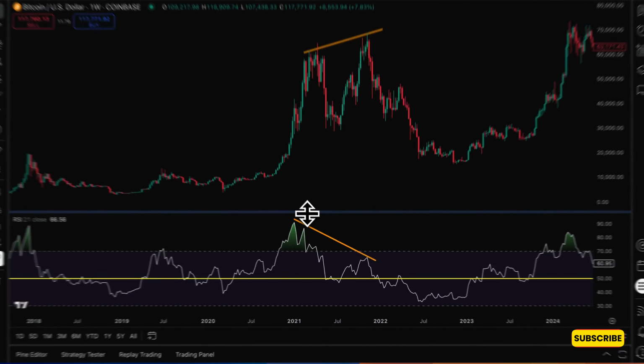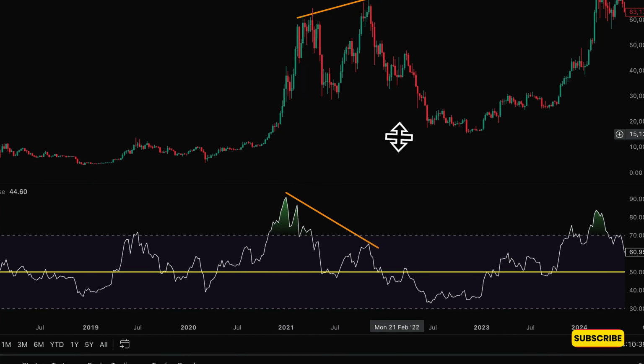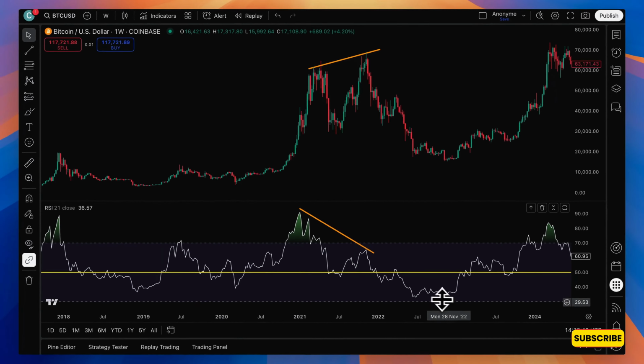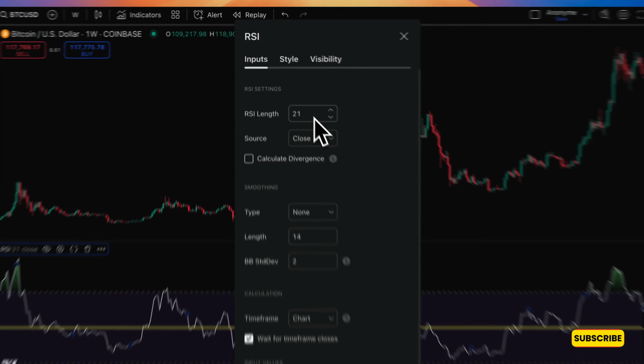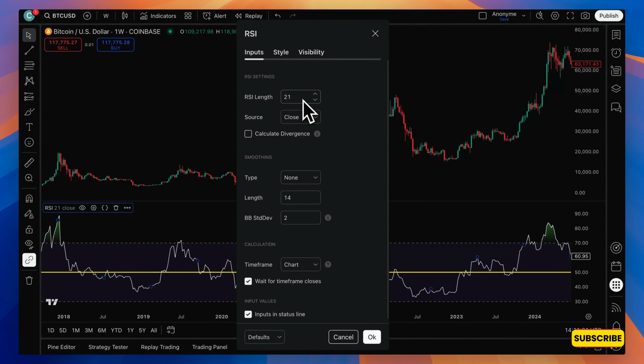We're going to start by focusing on the RSI. I'll give you all the settings I use, exactly what to look for, and how to use the RSI in this very effective trading strategy. For the settings, I set it to 21 periods, not 14, not 7. With 21 periods, that's really the most effective setting for the RSI.